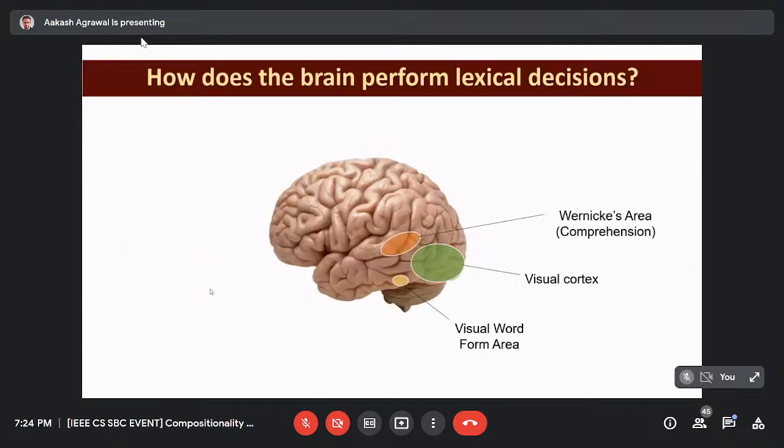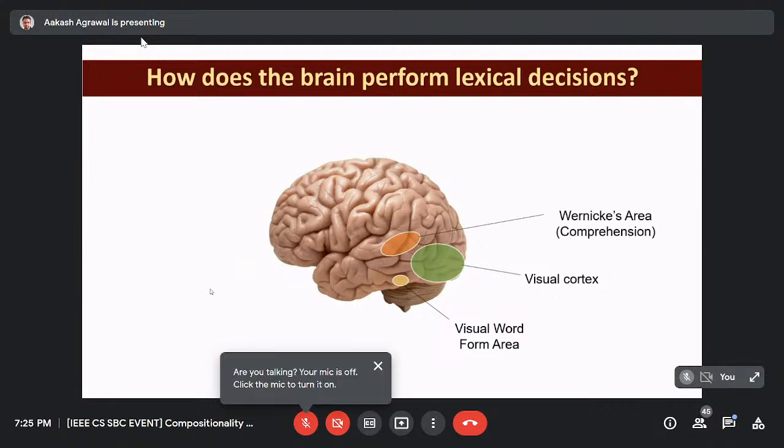So next we wanted to understand where all this processing is happening in the brain. I have talked about in the beginning the different visual and language areas, and we wanted to understand where each of this processing is happening. Is it happening in the word form area, or in the visual cortex, or where? And so these are some of the regions of interest.